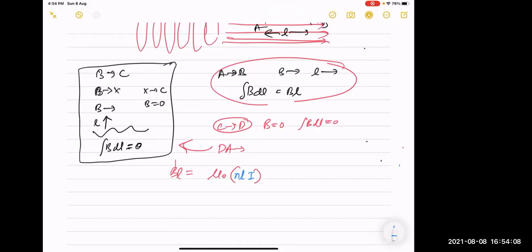So therefore, L will cancel from both sides. You will get B is equal to mu naught N I, where N is the number of turns per unit length and I is the current, and B is the magnetic field. That's why the magnetic field is mu naught times N I.